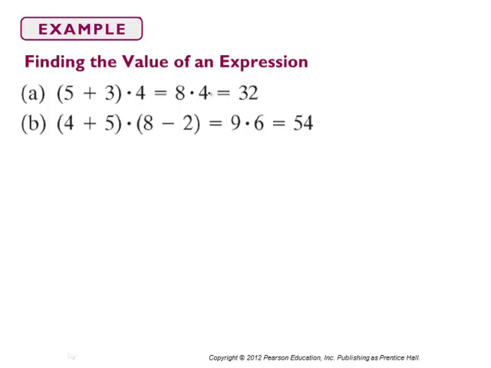Now let's take a look at these. Now you are dealing with grouping symbols, parentheses in particular. And guess what? You're going to do what's in the parentheses first. 5 plus 3 is 8, and then 8 times 4 is 32. Or down here for part B, you got 4 plus 5 is 9, 8 minus 2 is 6, and then 9 times 6 is 54.